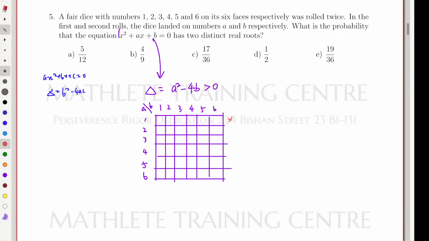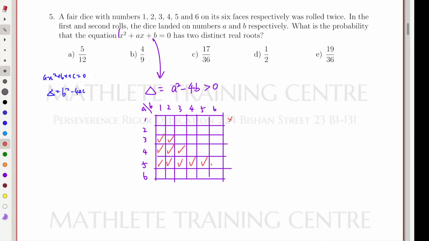And then next case here, when A equals 3, you realize, hey, this thing works because 3 squared minus 4 is bigger than 0. 3 squared minus 8 is also bigger than 0. 4 squared minus 4 is bigger than 0. 4 squared minus 8 is bigger than 0. 4 squared minus 12 is bigger than 0. Then next, 5 squared is 25. 25 minus 4, minus 8, minus 12, minus 16, minus 20 are all bigger than 0.